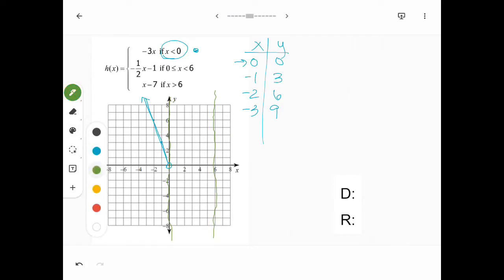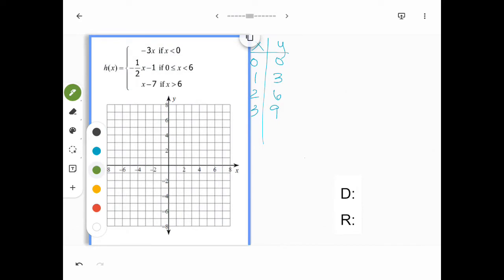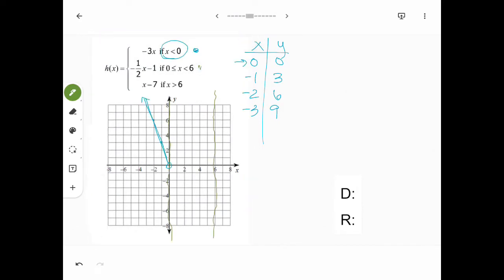And then we're going to repeat ourselves for the other two parts. So I'm going to make a second t-chart. And again, I'm going to pick things in this region. So I'm going to pick 0, I'm going to pick 1 and 2. I do like to pick each boundary point, so I'm going to pick 6 also. But as long as you pick stuff in here, you're fine.